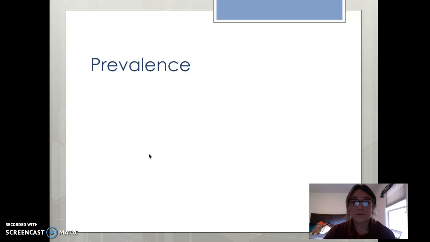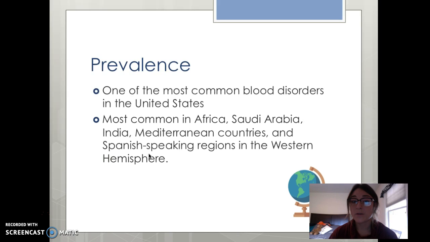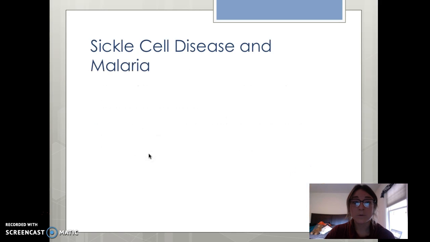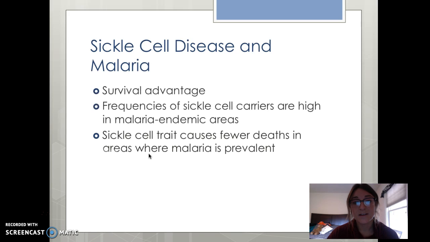So prevalence. Where is sickle cell anemia most common? We know that one of the most common blood disorders in the United States is sickle cell anemia. However, it's most common in Africa, Saudi Arabia, India, the Mediterranean countries, and Spanish-speaking regions within the Western Hemisphere. Because of where sickle cell disease is most prevalent, we find that malaria is also prevalent in that area. So there's a correlation between sickle cell disease and malaria.